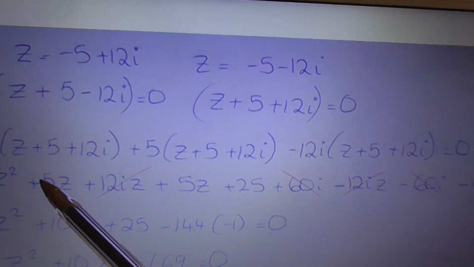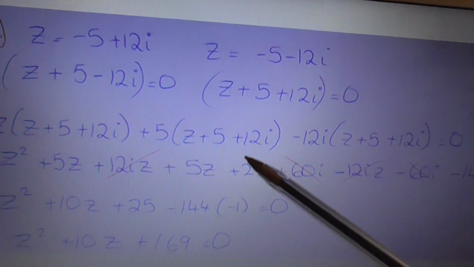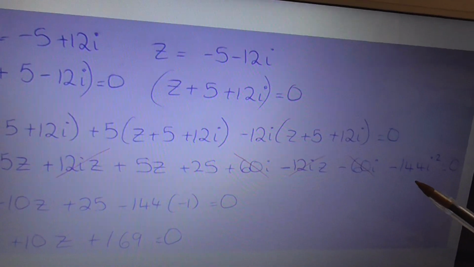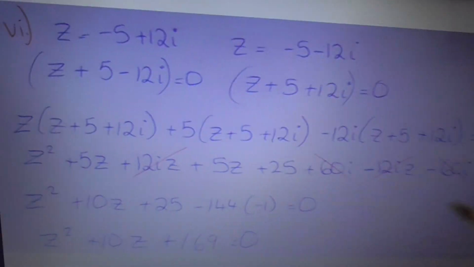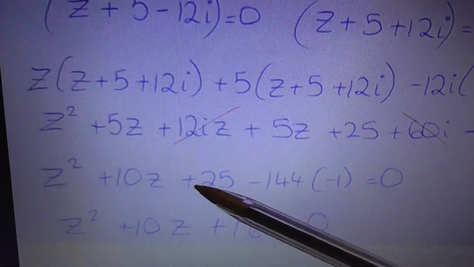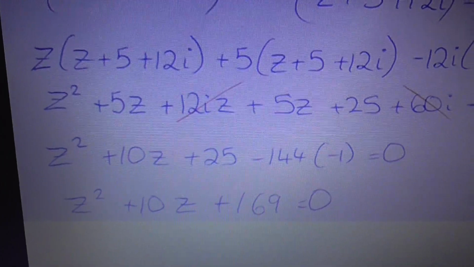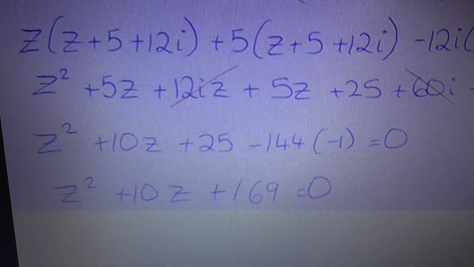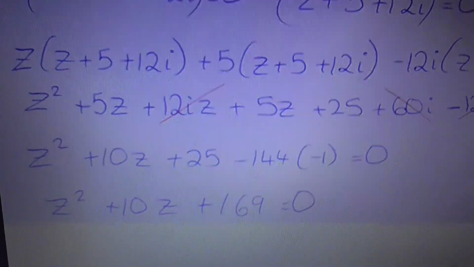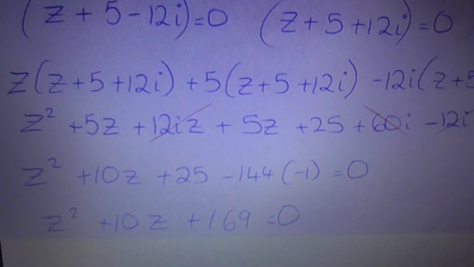So your next line then, it's going to be plus 5z and plus 5z is plus 10z. 25 plus the minus 144 times minus 1, which is going to end up being plus 144. So 25 plus 144 is 169. So z squared plus 10z plus 169 equal to 0 is the quadratic whose roots are minus 5 plus or minus 12i.